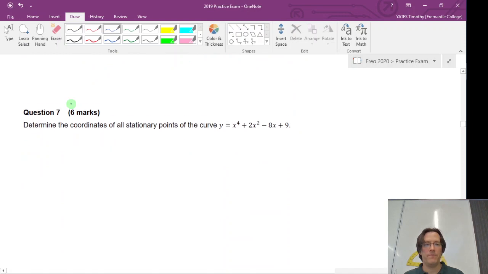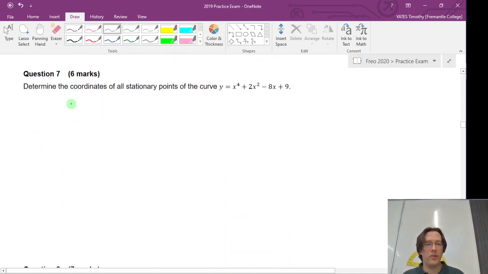Okay. So this is my least favorite question in the entire calculator free section because it's so easy to mess up, but let's have a look at it anyway. And it's extremely mean as well. But we determine the coordinates of all stationary points on this curve. So what's a stationary point?